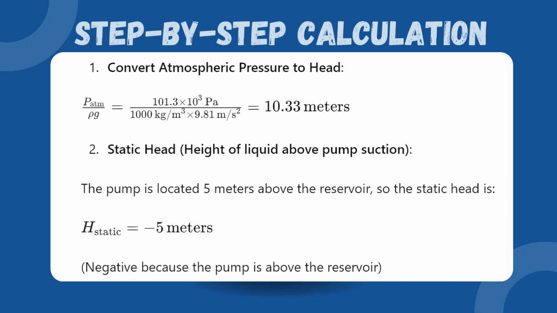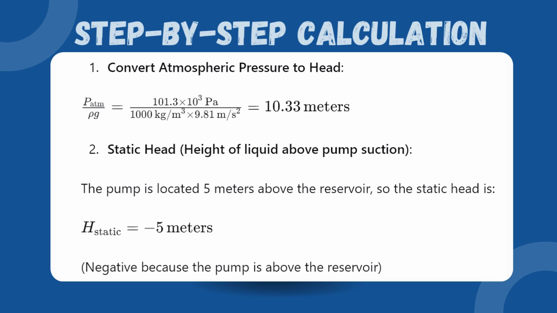So guys, let's start the calculation of NPSH available with the first term, which is to convert the atmospheric pressure to head. The first term of our NPSH available equation is atmospheric pressure / rho g, which will be calculated as 101.3 times 10³, which comes in Pascal, divided by density, given as 1000 kg per meter cube, times acceleration due to gravity, given as 9.81 meter per second square.